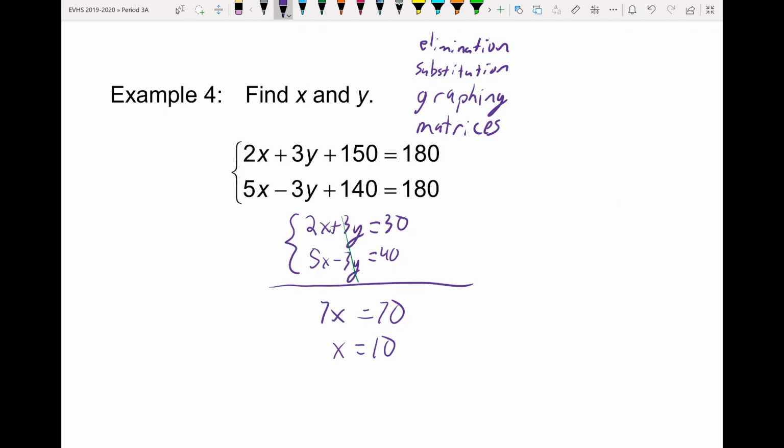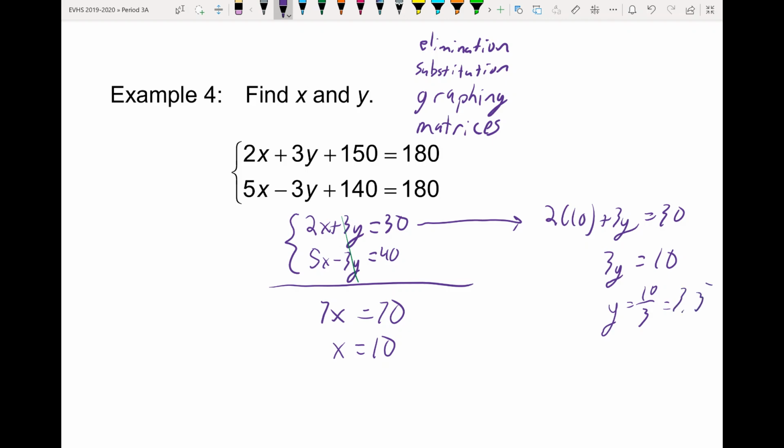Then go up to one of the problems and substitute in. I'm going to choose this one right here. 2 times 10 plus 3y is equal to 30. So this guy is 20. Subtract that off and I get 10. Then I get 10 thirds, which is 3.3 repeating. There is my answer.